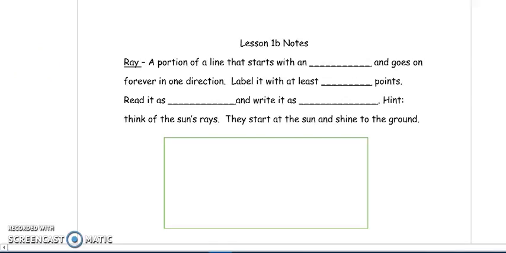Alright, we're ready for 1B notes. And in this lesson we're going to learn about rays and angles. So I hope that you have some experience with these terms, but just in case you don't, make sure you're filling out everything that I'm filling in on my video along with your notes, okay?